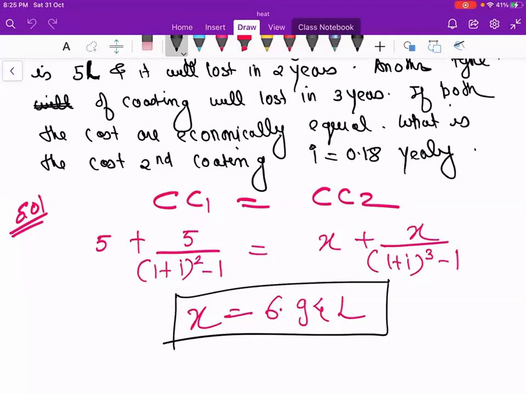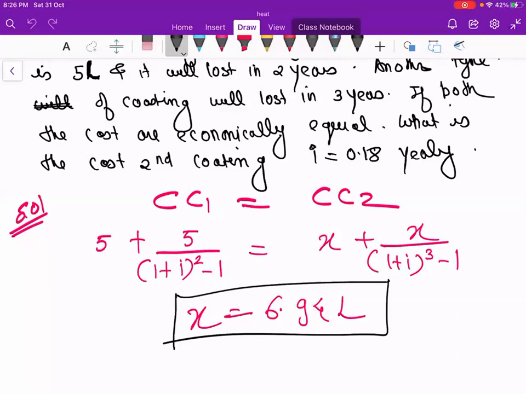Nachiket asks how C1 and CR are the same. Because the salvage value is 0. If the salvage value is 0, then obviously both will be the same. The salvage value is 0 here because you are doing a coating, that's why I told that.